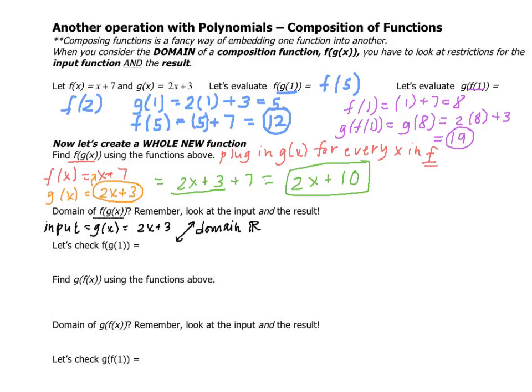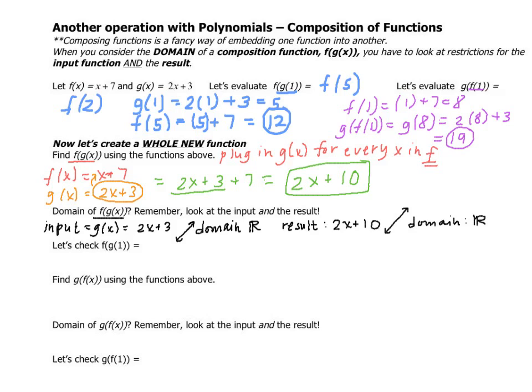Now let's look at the result. The result was 2x plus 10. What kind of a function is that? What kind of a polynomial is that? That's also a linear function. Okay? So the domain on every linear function is all reals. So the domain of my composition of functions is also all reals.